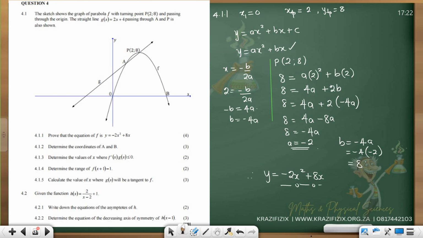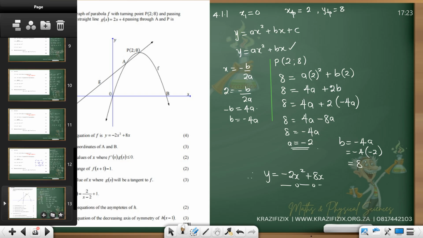Using turning point to find an equation. Are we okay there? This is so good. All right, what could be an alternative method? I want us to finish this quickly, so you might need to rewind and check.